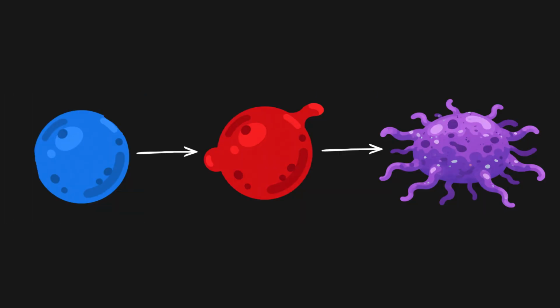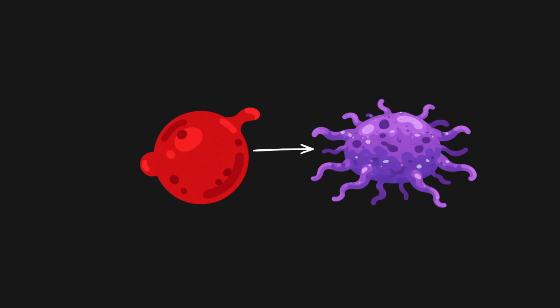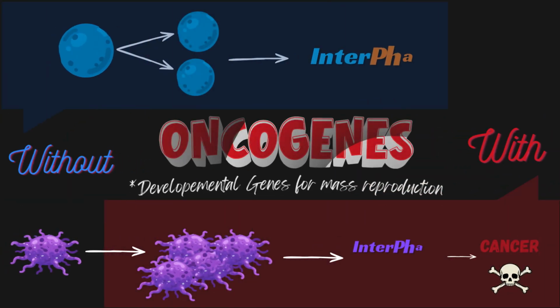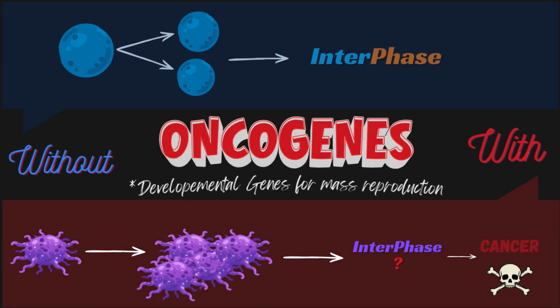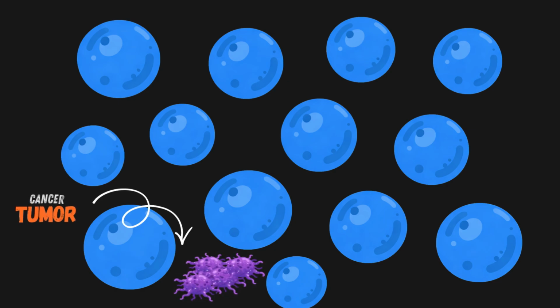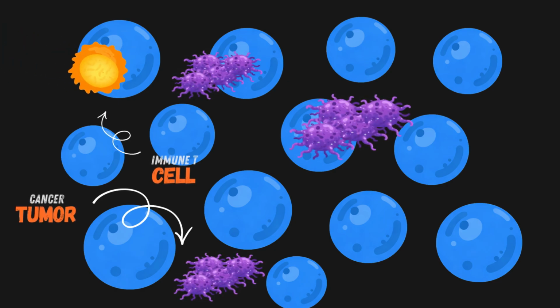At this point, the cell is permanently abnormal, though not cancerous. The final mutation occurs when the oncogenes get corrupted, causing massive production. This is now a cancer tumor and could potentially be deadly, though not certain.